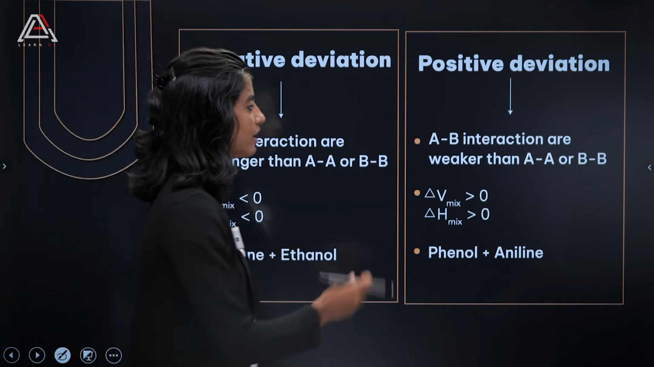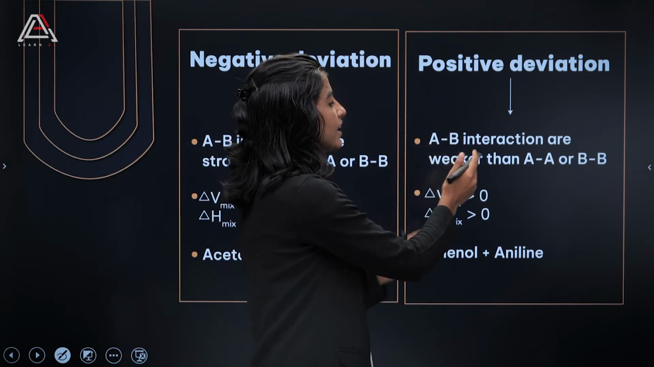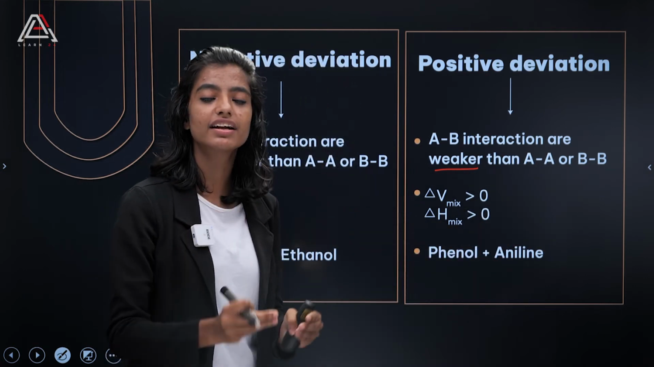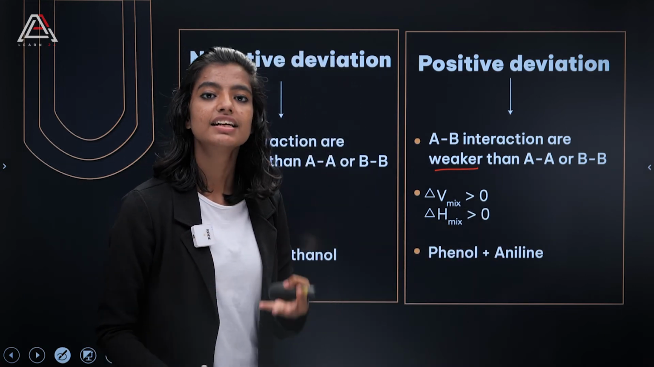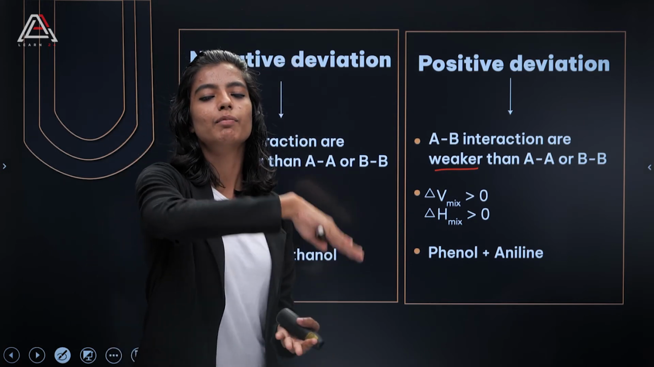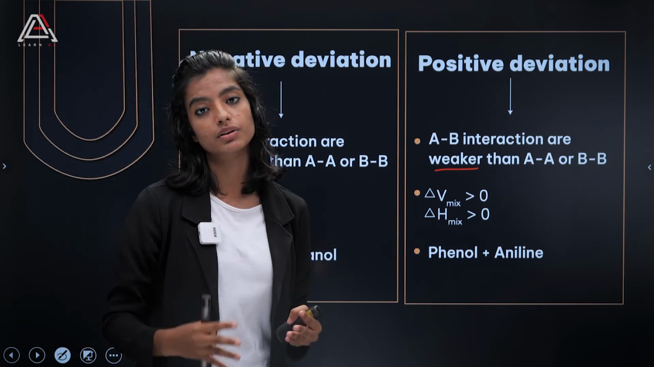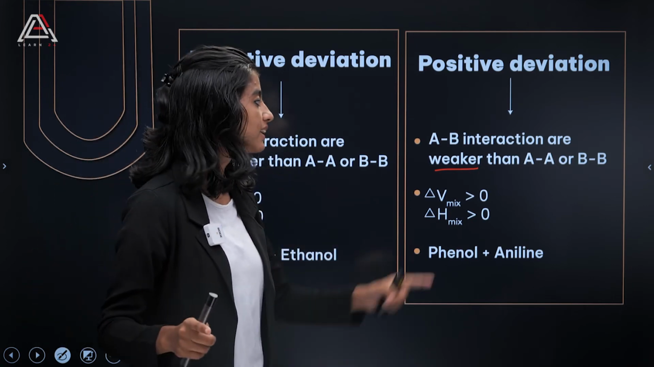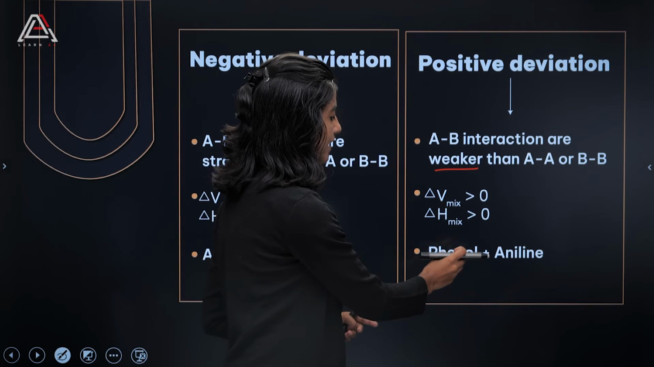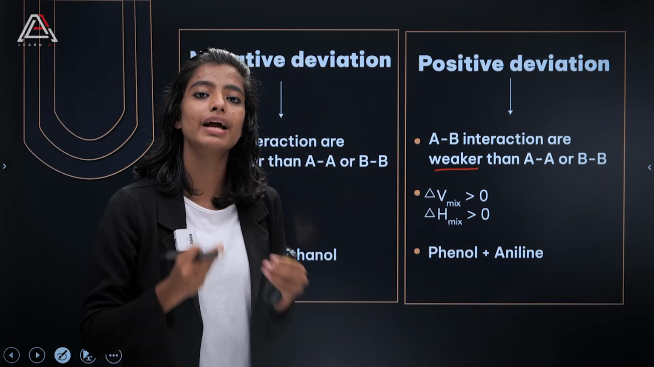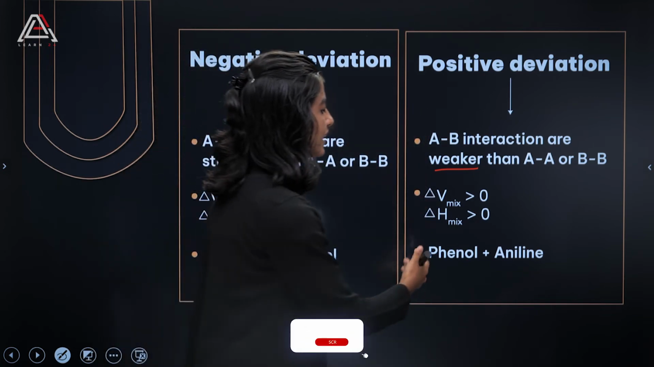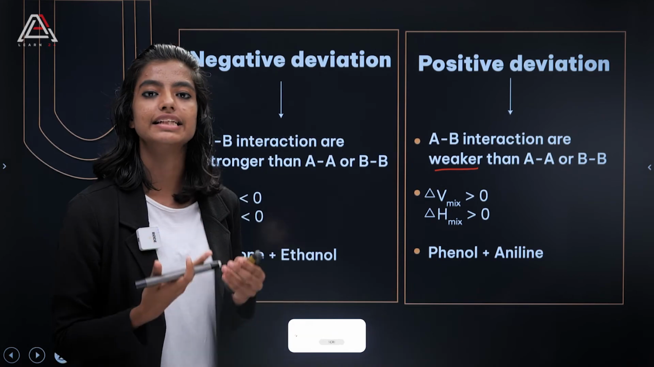Now, the positive deviation. Newly formed AB interactions are weaker than AA and BB. What happens if it is weaker? Definitely, they can vaporize so easily. Hence, the vapor pressure is higher than the predicted value, since the AB interactions are so weak. And delta V mix and delta H mix will be greater than 0, a positive value. So, it shows a positive deviation. Phenol and aniline is an example for that.